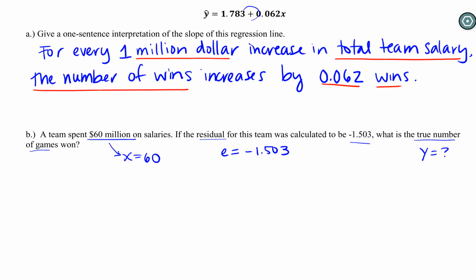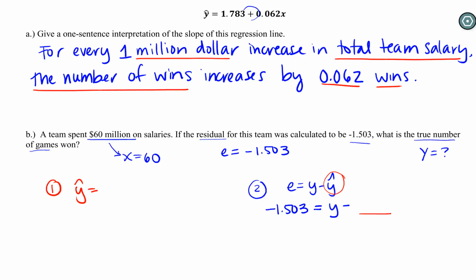Now this is similar to the previous example in that it's a two-step process. As soon as I see a residual given, I like to write down my residual formula. Right? This is always going to be our step 2. Because I know my residual, my e, I know I'm looking for y. If only, just like the previous example, if only I had a y hat, I would be able to do this problem, right? But oh, right, I know how to get y hat. To find y hat, all I have to do is plug x into the regression line.